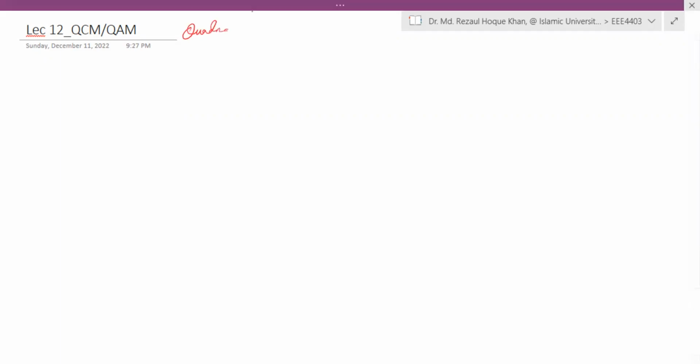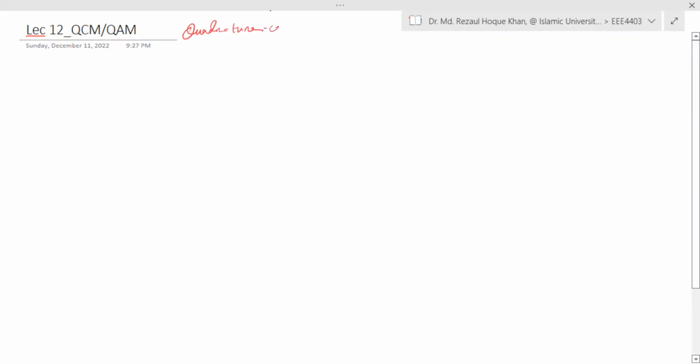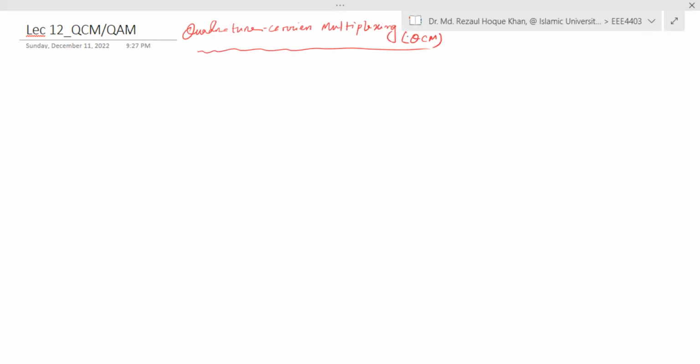Assalamu alaikum. The topic of today's lecture is quadrature carrier multiplexing, also termed quadrature amplitude modulation, or QAM. The title is quadrature carrier multiplexing. This is also known as quadrature carrier multiplexing, or quadrature amplitude modulation.